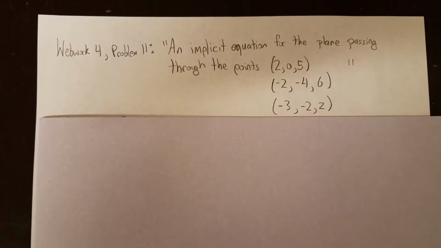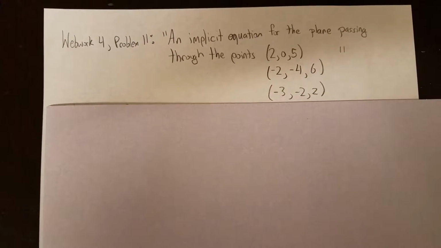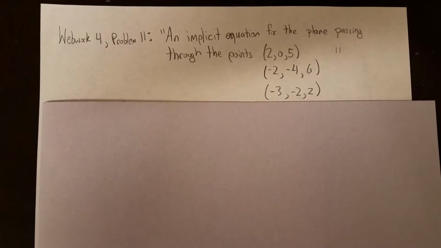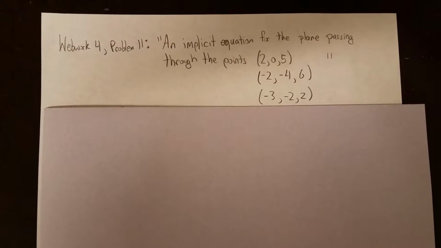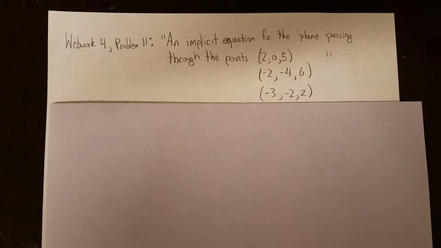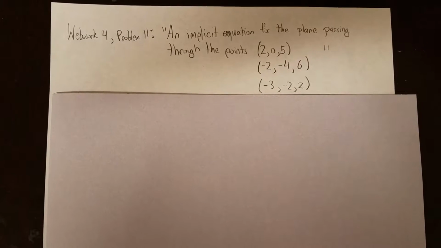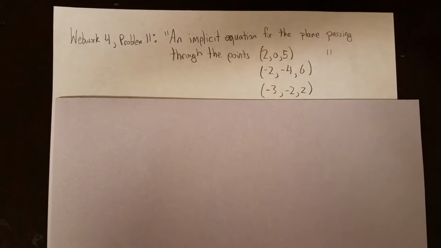Hi everyone. Today we're going to be looking at a WebWork 4 problem, number 11, where you have to find the equation of a plane that's passing through 3 points. The points here are (2, 0, 5), (-2, -4, 6), and (-3, -2, 2).